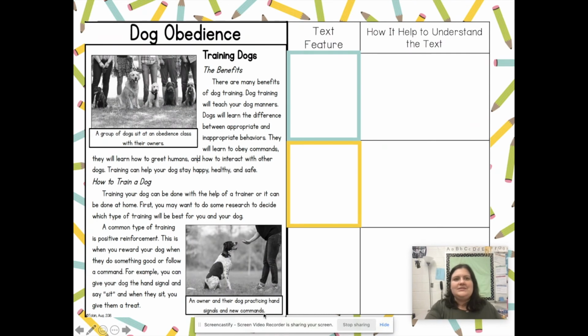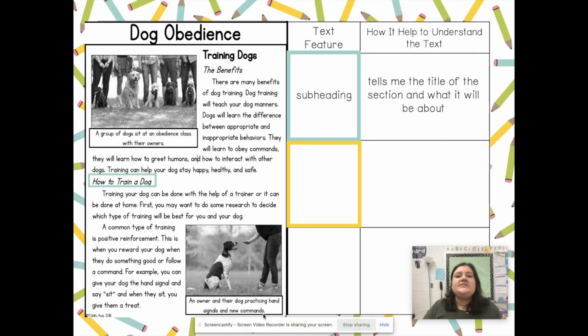So wow, lots of different ways to teach your dog obedience. But let's focus in on those text features. And what are some of the text features that you see? I'm going to give you a second to see if you can identify any. Well, I see two text features that we have talked about, and this first one is going to be a subheading. And a subheading tells me the title of a section and what it will be about.